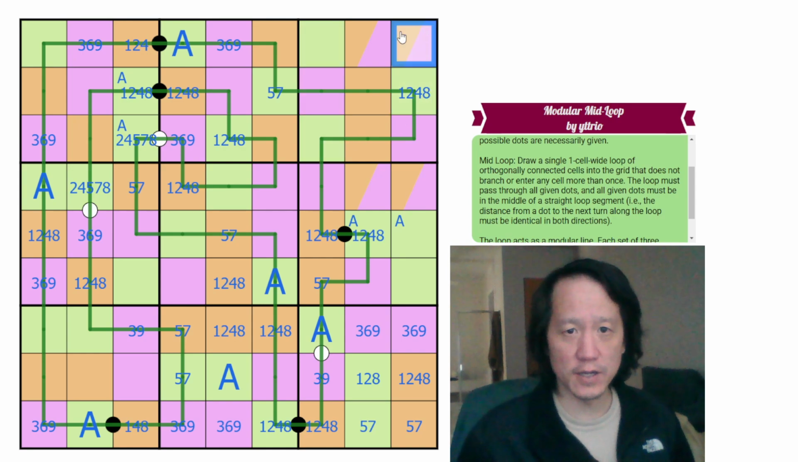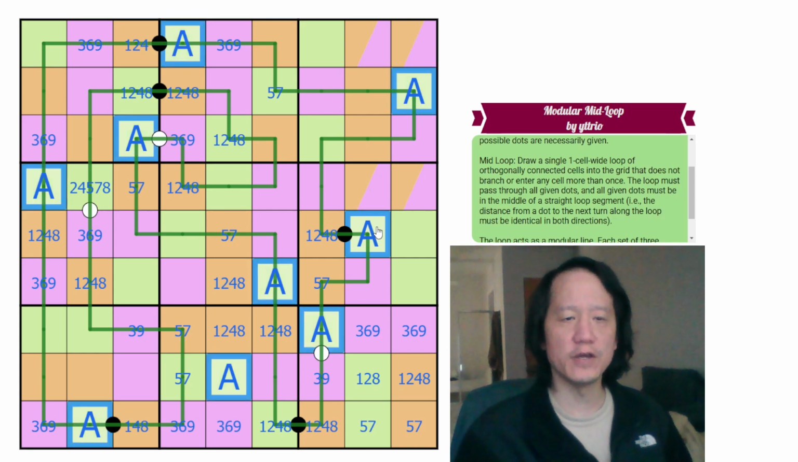Therefore, where is the A in box 3? It must be here. So this is an A, which means this can't be A, which forces this to be A. So again, this can't be A. This can't be A. This has to be A. So we have all the A's now.